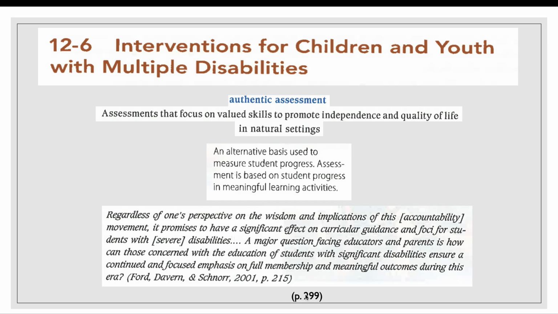The definition of that is: regardless of one's perspective on the wisdom and implications of this accountability movement, it promises to have a significant effect on curricular guidance and focus for students with severe disabilities. A major question facing educators and parents is how can those concerned with education of students with significant disabilities ensure a continued and focused emphasis on full membership and meaningful outcomes during this era. And that means that we're not just getting them by and moving them through the system, but we are focusing on meaningful outcomes for their academic, their social, and their preparedness for society.